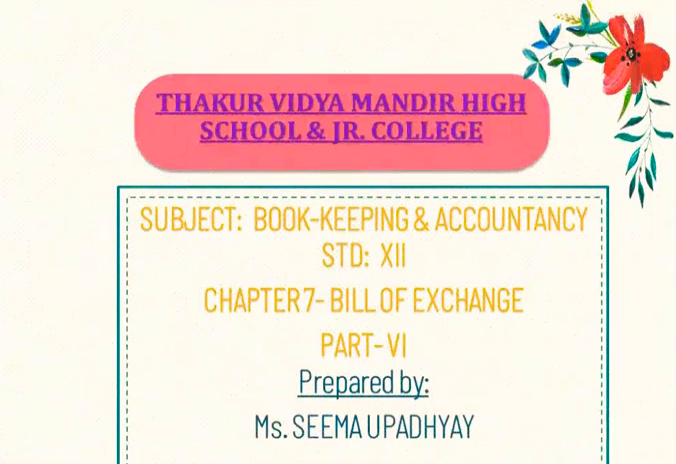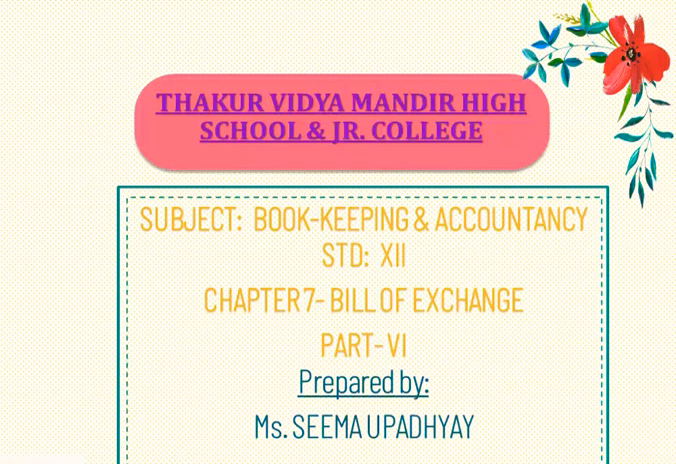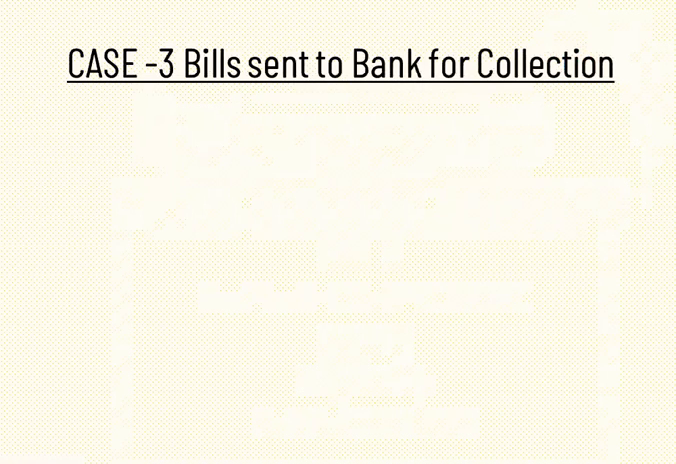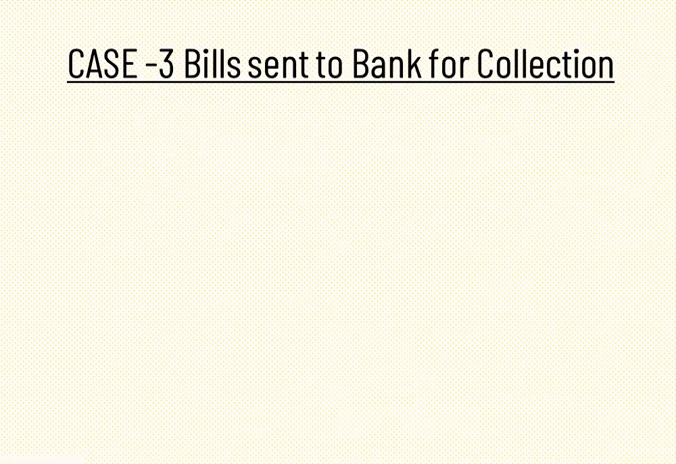Today we are going to start with part 6 of chapter number 7, Bill of Exchange. Students, in the previous slide we did case number 2, that is discounting of Bill of Exchange. In discounting of Bill of Exchange, the ownership is transferred from the drawer to the bank. And finally, on the due date, the drawer is not going to collect the money; it is going to be collected by the bank. Therefore, in discounting of Bill of Exchange, the ownership transfers from drawer to bank.